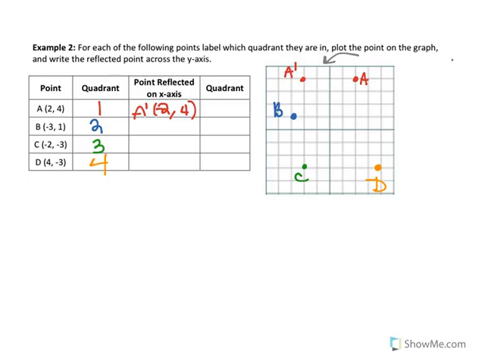My new B prime point is going to move over here to positive 3. My new C prime point is going to be right here at positive 2, negative 3. And D will be right here at negative 4, negative 3. So what you should notice is that the first two switch, 2 and 1, and the second two switch.